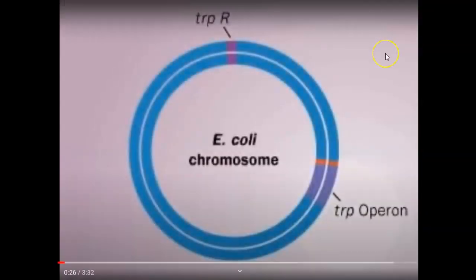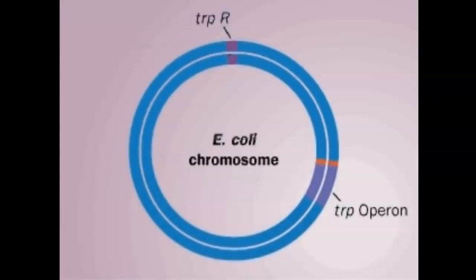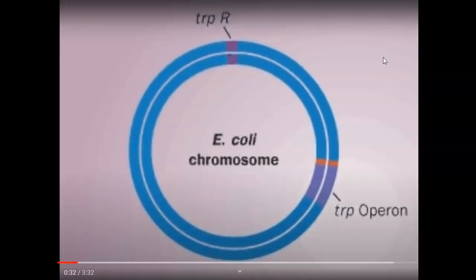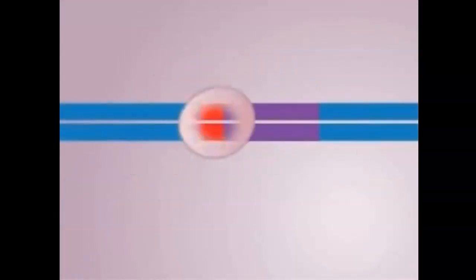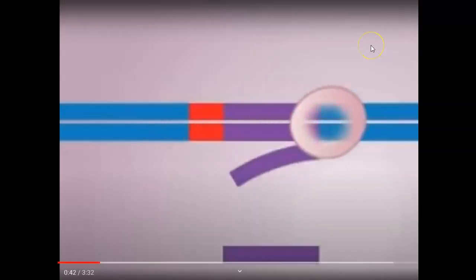The TRP operon is at one position on the circular bacterial chromosome, and a regulatory gene for the system is about a quarter of the way around the chromosome from it. This gene, called TRP-R, encodes a dimeric repressor protein on a slow but ongoing basis.